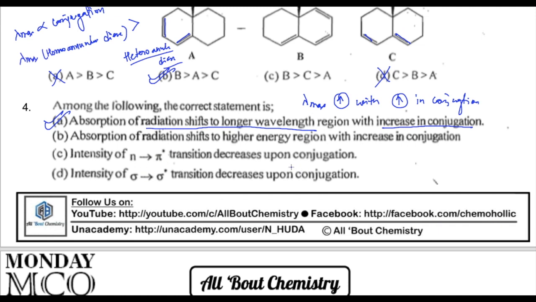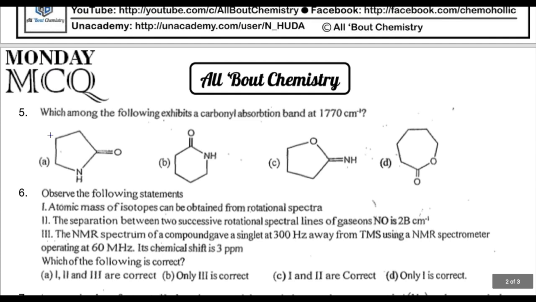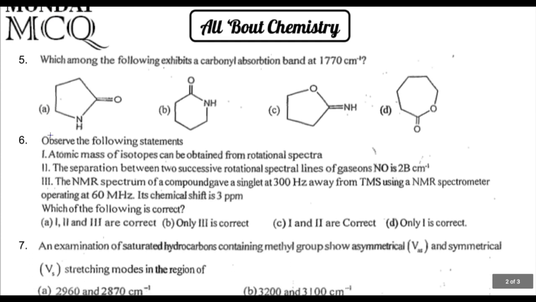Okay, so that is not correct. So option A is going to be the correct option for this. Coming to the fifth question, it's again a very simple question. It says, which of the following compounds exhibits carbonyl stretching at 1770 cm⁻¹?